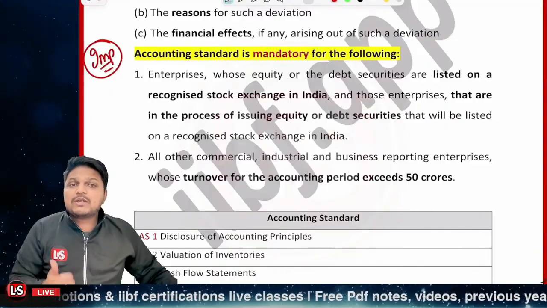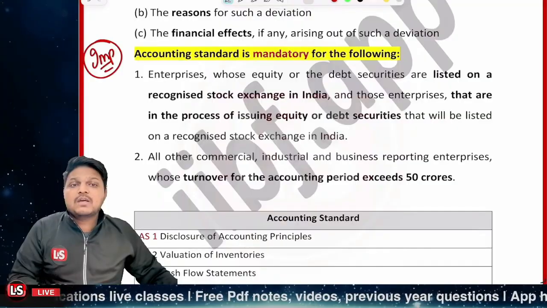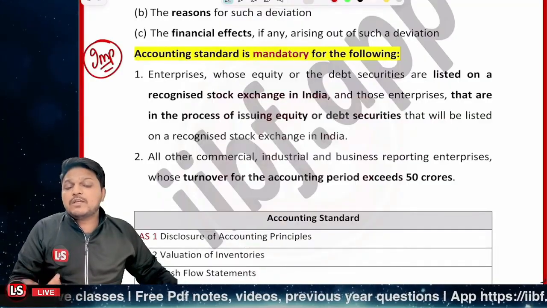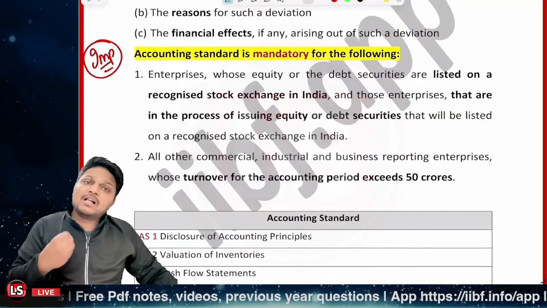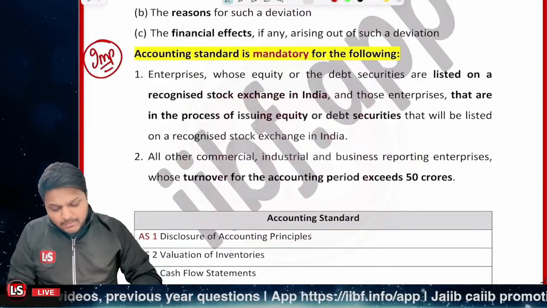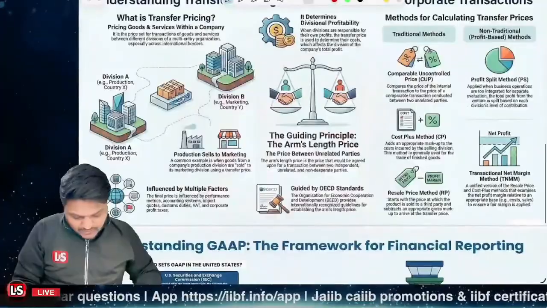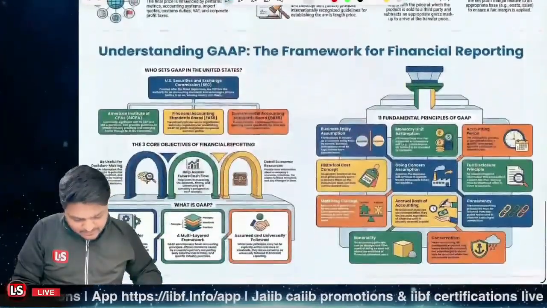And whatsoever the commercial, industrial and business reporting enterprises whose turnover is more than 50 crore rupees are also to follow the accounting standards, right? So accounting standards must be followed in that scenario also. Is that clear? Kindly please confirm. Is that clear?